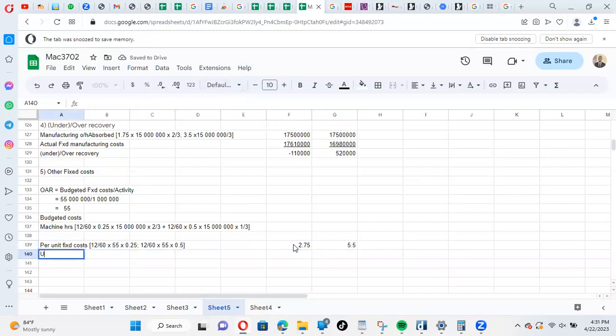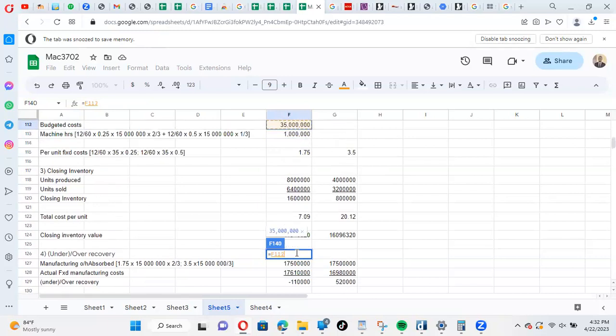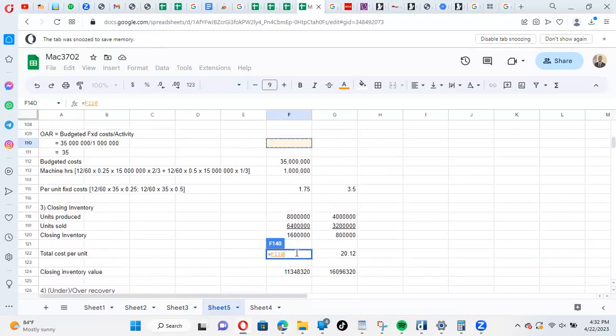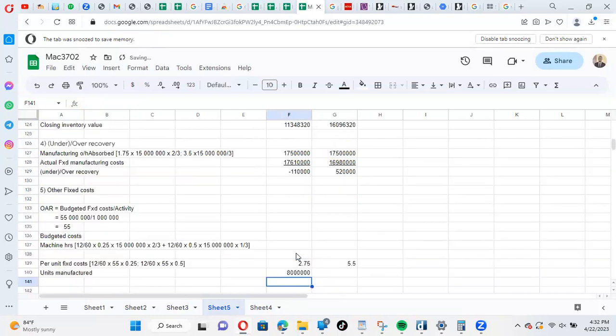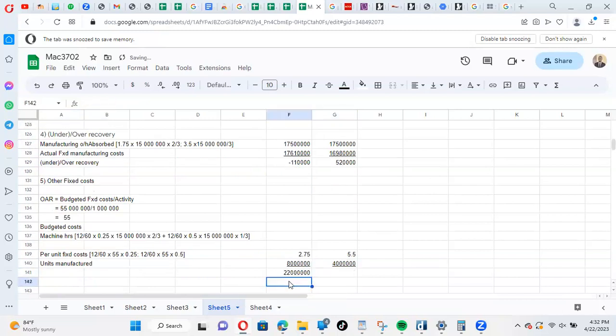Right, but now we'll need the units we have manufactured. 2.75. What were the units manufactured now? Okay, we have them here, in the closing inventory calculation. All right, now we are multiplying, right? Times 2.75. It gives us that there. And then we're dividing by the budgeted cost.